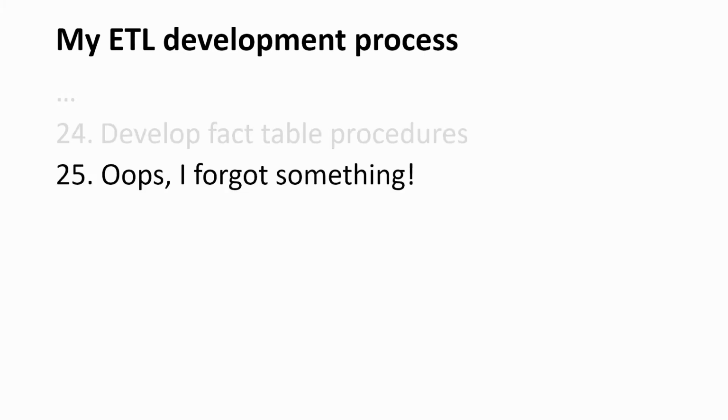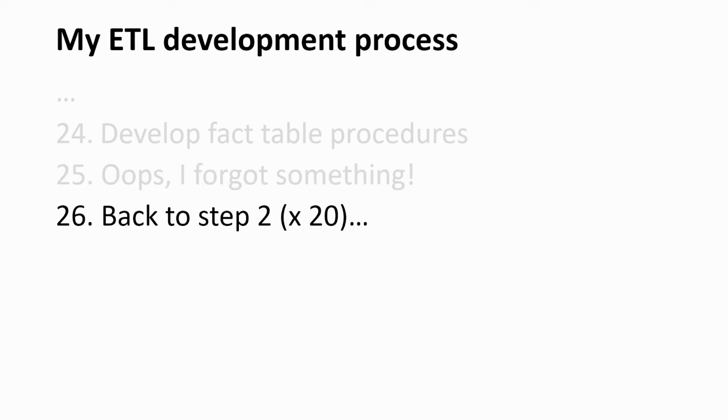Let's take this one step further. If we look at the broader process, let's get to step 24, where we're developing our fact table procedures. And that's part of my process, because I stage the data first, and then I would use stored procedures to transform the data before I load dimensions and fact tables. But at step 24 or 25, if I realize that I forgot something, what do I have to do? Well, I have to go back to step 2. And again, if you're me, I'm not talking to you folks, that probably happens about 20 times.